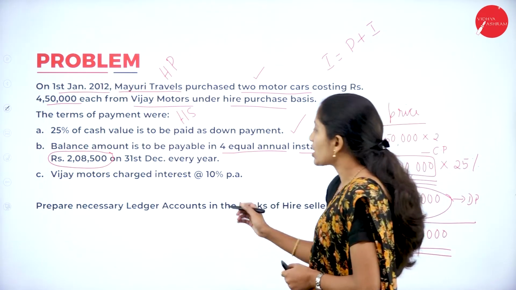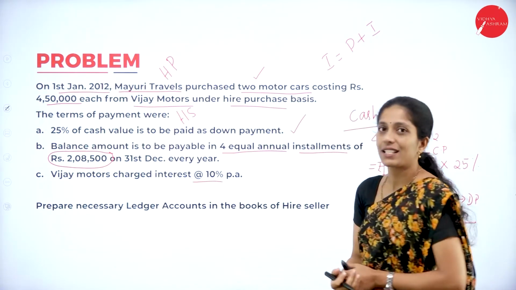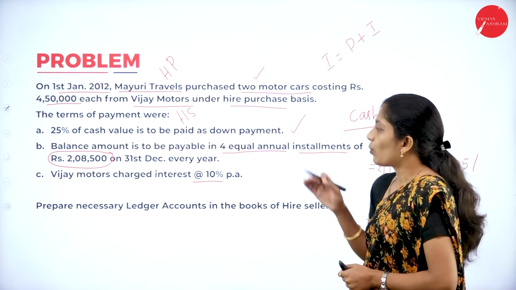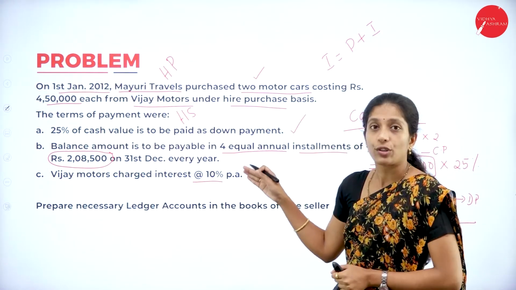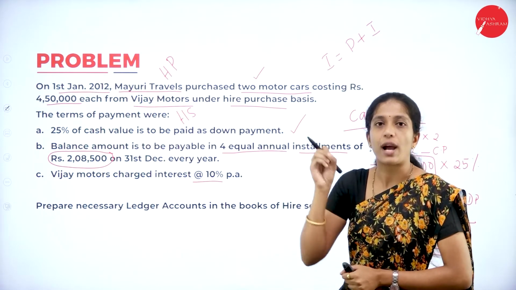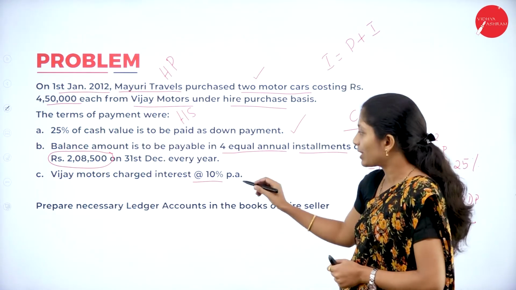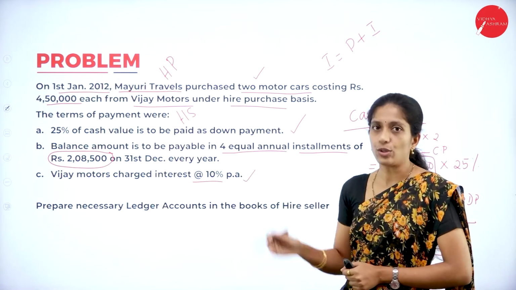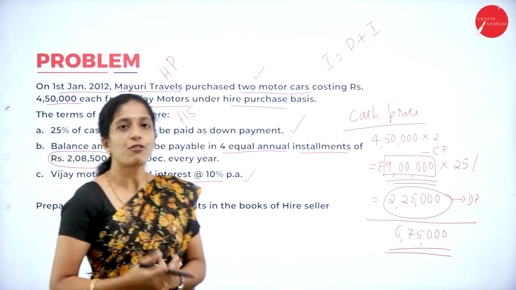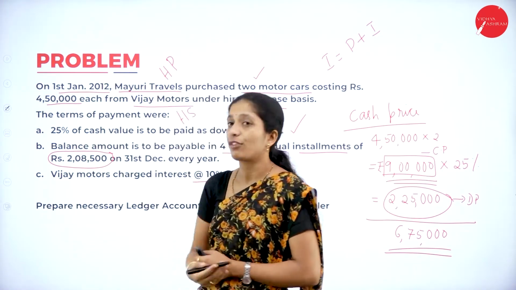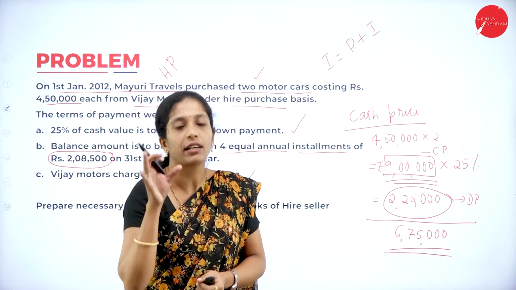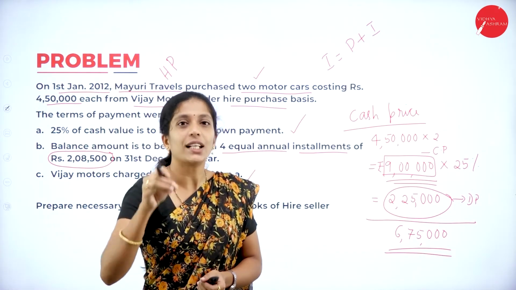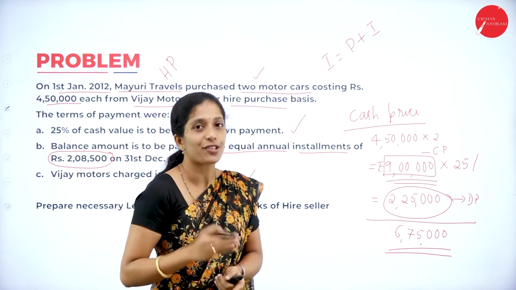So Vijay Motors charge interest at 10% per annum. So what is the rate of interest? As I told you, along with the principal amount, in order to get an installment, we have to add principal plus interest. So this interest has to be taken into consideration. Now how to check whether this 2,08,500 is inclusive of interest or not, because they have directly given the installment, right? So whether that installment includes interest or not.